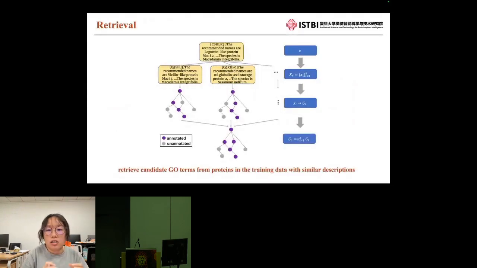And then is the retrieval. We try to retrieve candidate GO terms from proteins in the training data with a similar description. Given a target protein, we retrieve the similar proteins based on their textual information, that is the name and the species of each protein, and then we add the corresponding GO terms of each protein to form our final GO candidate set.